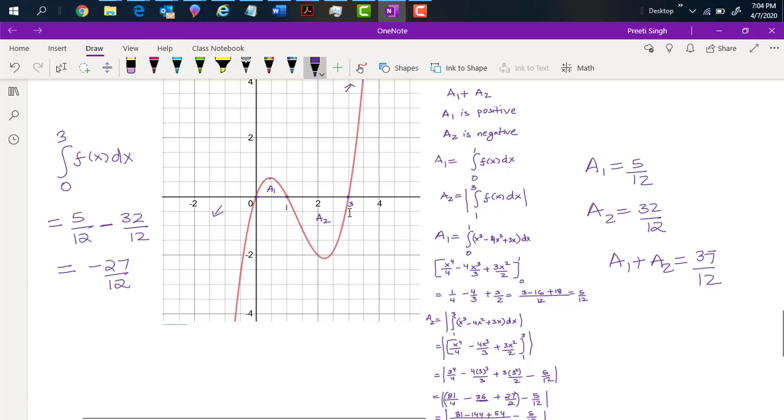So when you're calculating net area, just simply do the integral. When you're calculating total area, you have to break the integrals depending on when the function is below the x-axis and when it is above the x-axis.